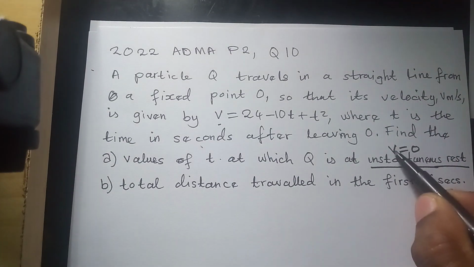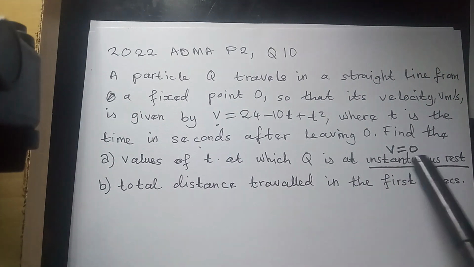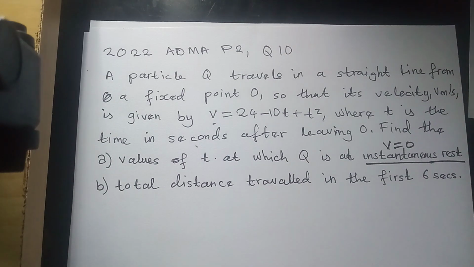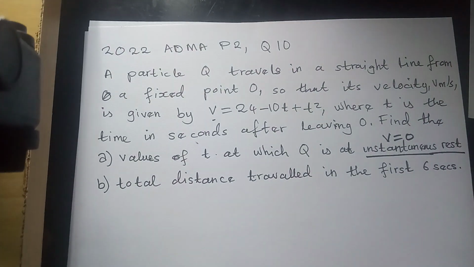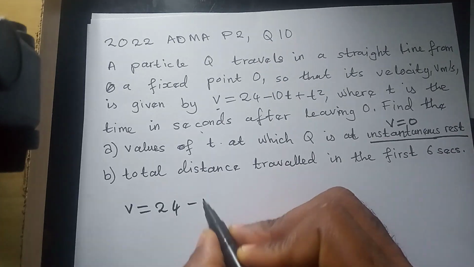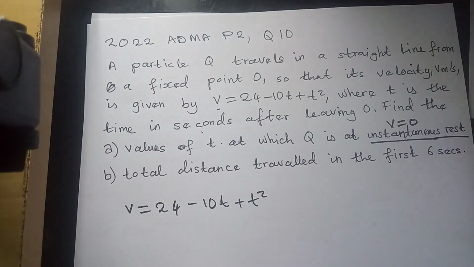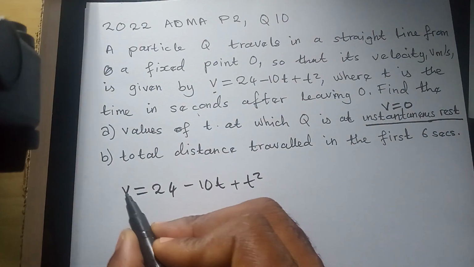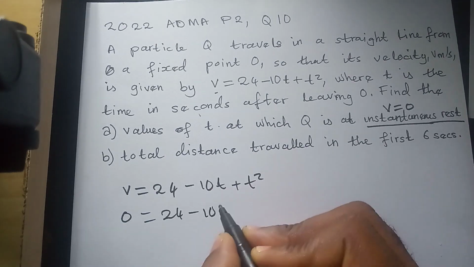Not t, please, it's v. T is the timer, so whether the object is moving or it's instantaneously at rest, the time will always be moving, but the velocity will be 0 because it's not moving. So to find the value of t when Q is instantaneously at rest, you can just say v is equal to 24 minus 10t plus t squared is equal to 0. In short, where you have a v, just put your 0 and solve for t.